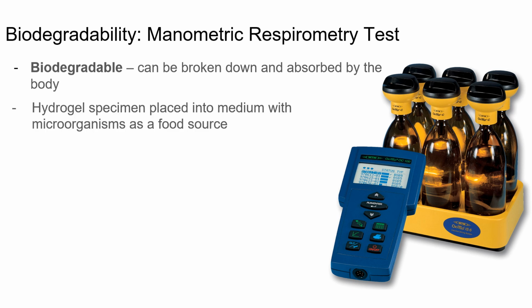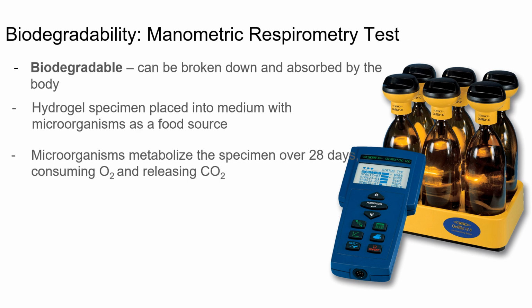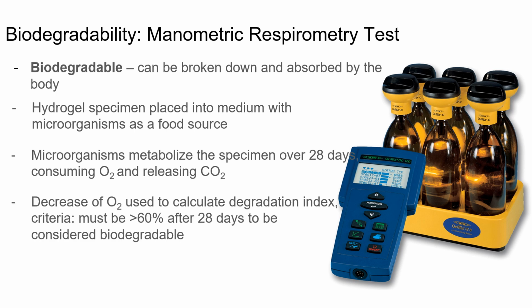The hydrogel is immersed in a mineral solution with microorganisms within a closed respirometer as a food source. The respirometer is incubated for 28 days, during which the microorganisms metabolize the specimen. The decrease of oxygen is monitored and is used to calculate the degradation index as a percentage. The degradability must be higher than 60% to be considered biodegradable. For alginate hydrogels, the percentage is 61.1.